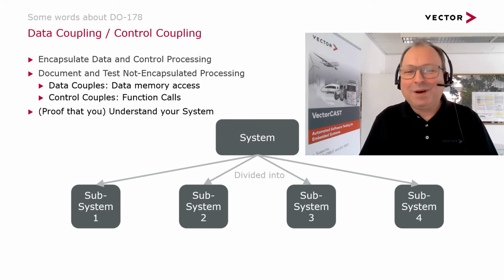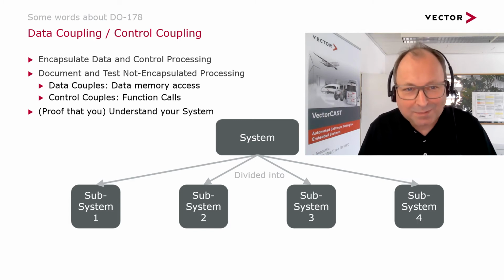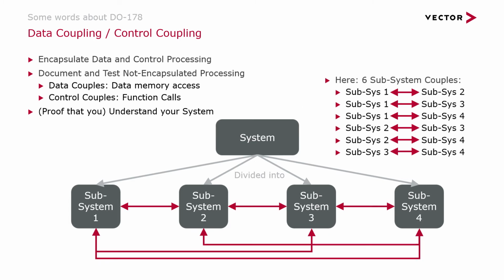So if we look at our example here with 4 subsystems, then you look at couples of subsystems, each subsystem analyzed with each other subsystem. So in our case, we have 6 subsystem couples. And for each of these subsystem couples, you have to look at data access. That means, for example, if subsystem 1 accesses a global variable of subsystem 2, then that would be a data couple. Or a control couple if, for example, subsystem 3 calls a function in subsystem 4, then that would be a control couple between subsystem 3 and subsystem 4.